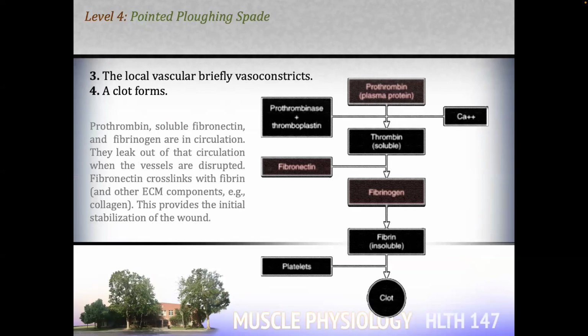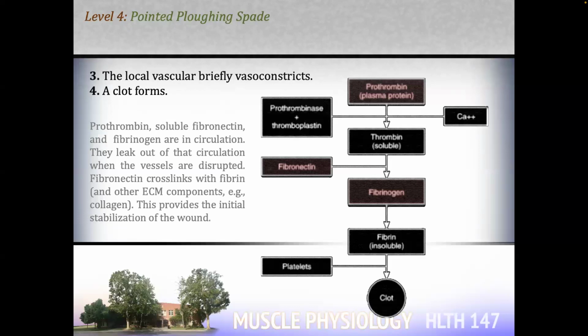Okay, so here's how it works. The ones that are highlighted in red here, prothrombin, fibronectin, and fibrinogen, these are in your blood, they're in your lymph, they're just in circulation. They're circulating there, kind of like police on patrol with nothing to do. But then something happens. There's damage, so they flow out of circulation. They extravasate, which just means leave circulation.